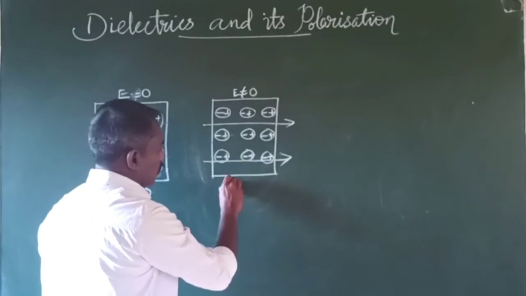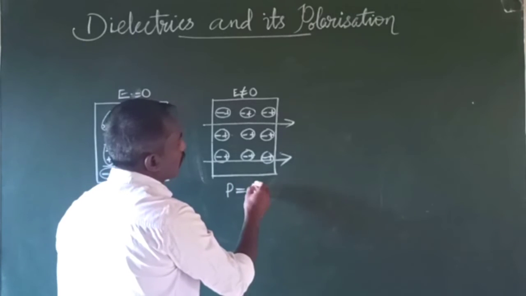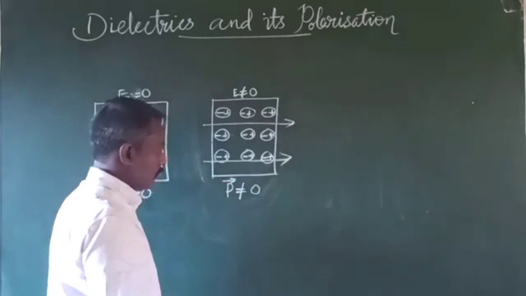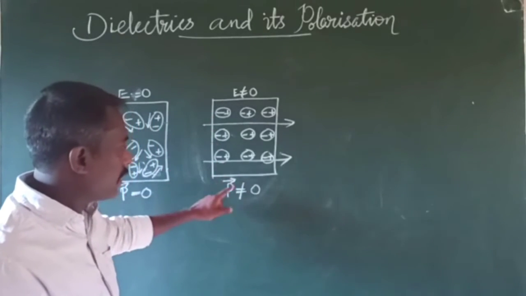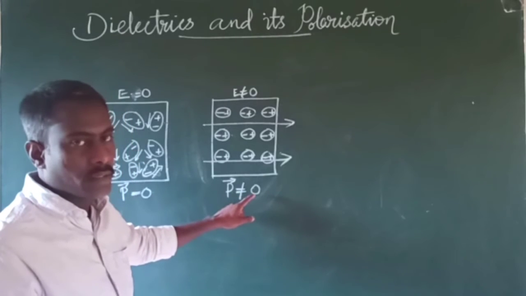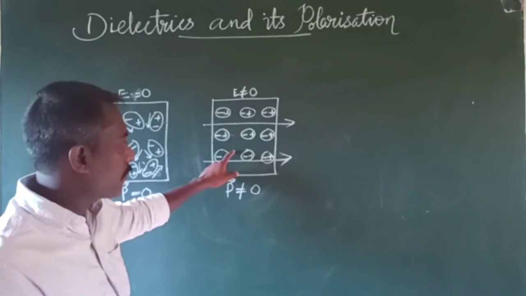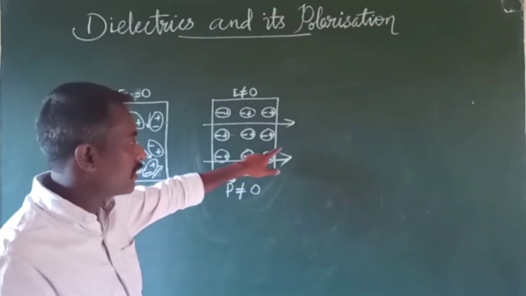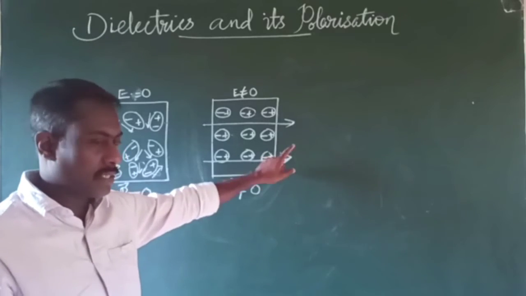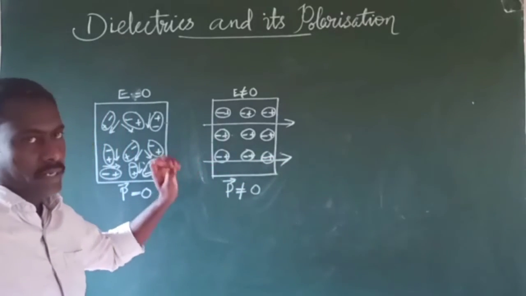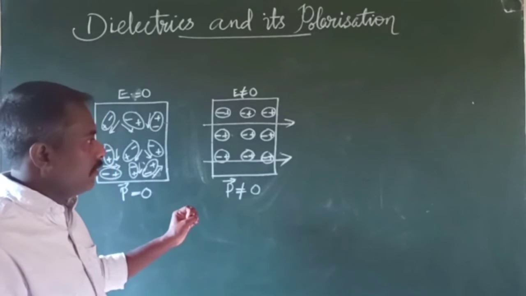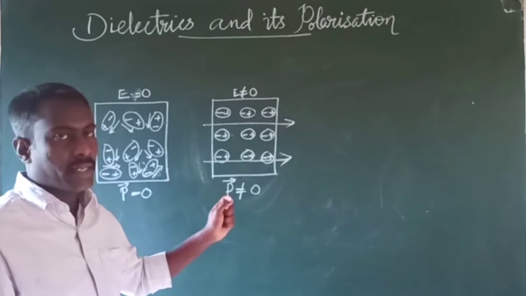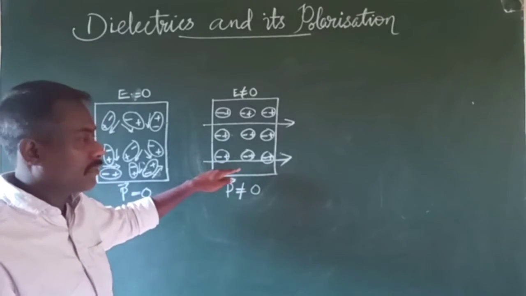So the net dipole moment of the dielectric will not be zero now, because when it gets polarized, the electric dipole moment becomes not equal to zero. That means an electric dipole moment is produced here, and its direction is in the direction of the electric field itself. And once this dielectric gets polarized, how can we calculate the polarization of the dielectric?